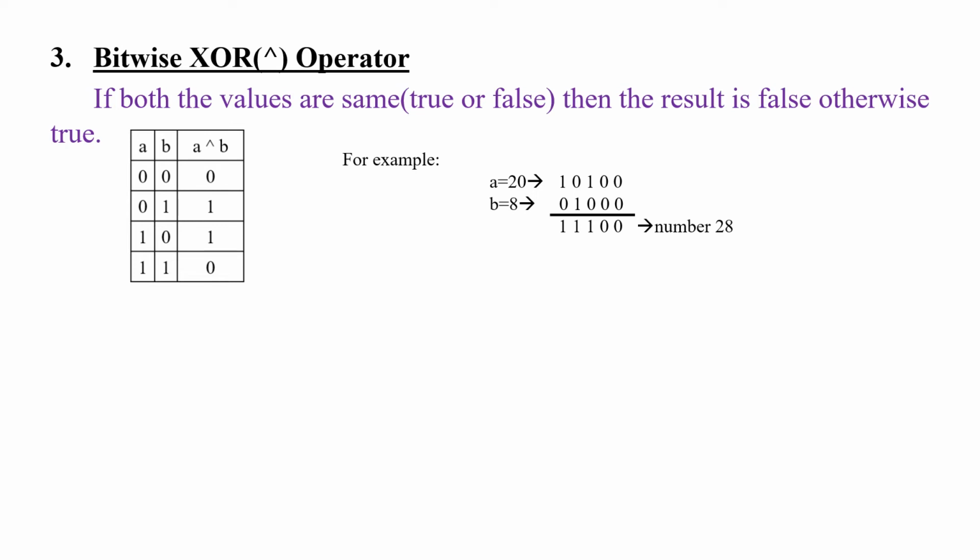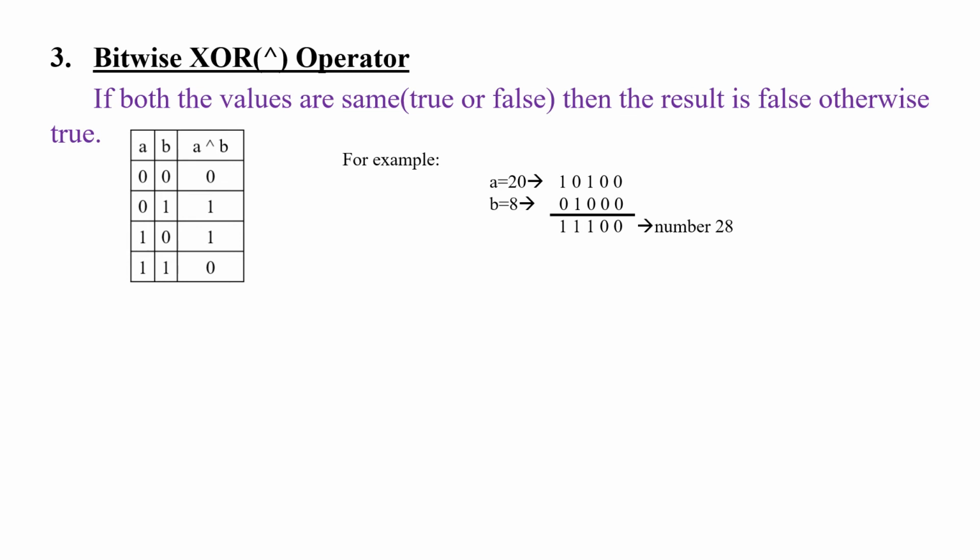For example, if I take a is equal to 20, b is equal to 8, the binary form of value a is 10100, and the binary form of value b is 01000. If we perform the bitwise XOR operator for these variables a and b, we'll get the output as 11100. This 11100 is the binary form of number 28. So we'll get the output as 28.